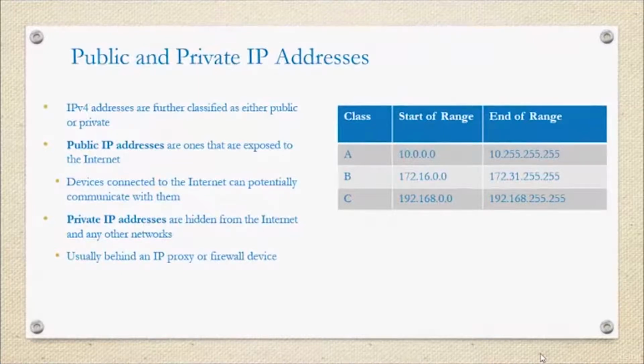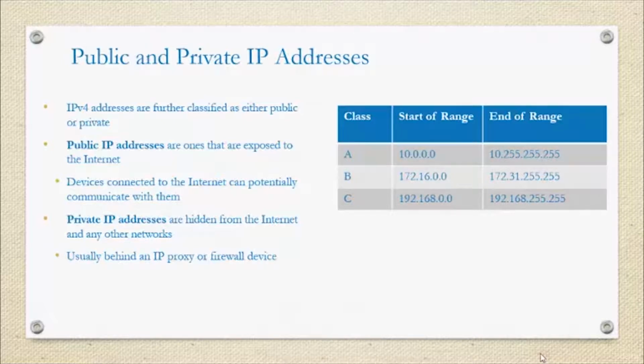Alright, so let's move on and talk about public and private IP addresses. Now, IPv4 addresses are further classified as public or private, right? And public IP addresses are just the ones that are exposed to the internet that anyone can use, right? And then private ones are hidden from the internet and any other network. So you've got private ranges here in this table on the right. And you'll see that commonly, I bet.